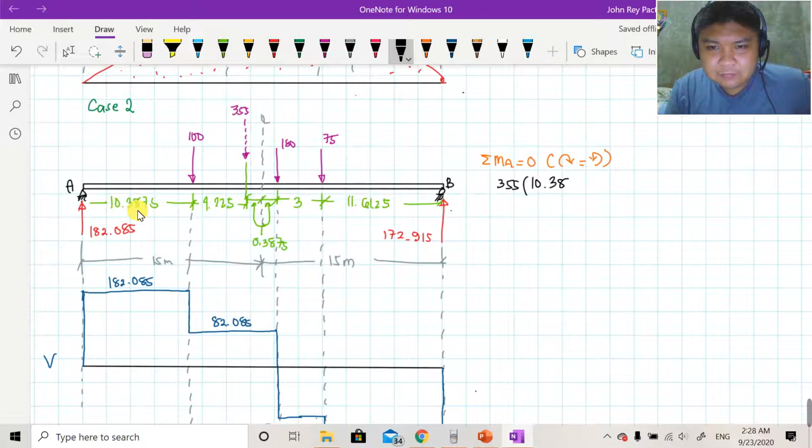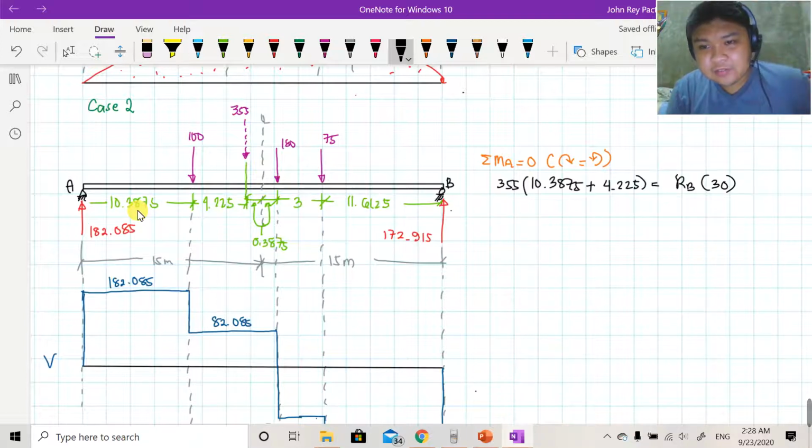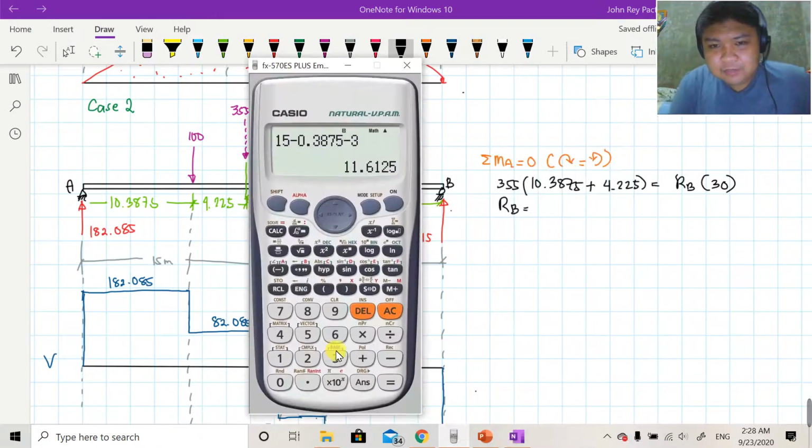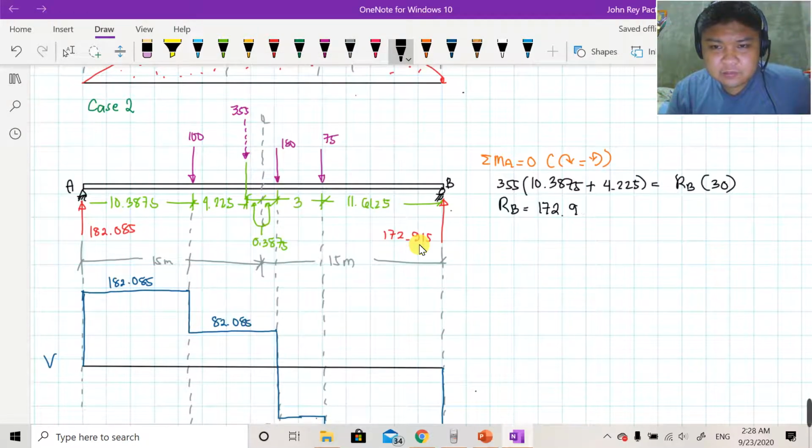10.3875 plus 4.225. So, that is equal to the reaction at B, of course, times 30. So, the reaction at B class will be equal to, based sa calculation, so, ang sagot natin class ay 172.915. And kung i-check mo, tama siya class dito.